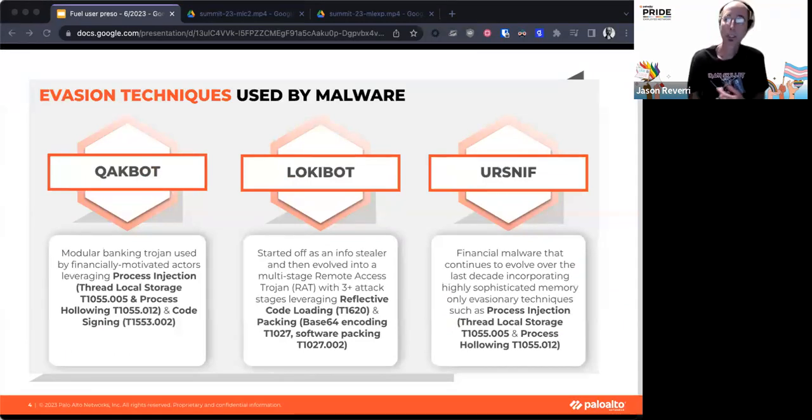So if we look at some real world examples of these evasion techniques, these 3 are among the top malware families tracked by CISA. We'll start with Quackbot. Quackbot was originally a modular banking Trojan used primarily by financially motivated actors. We've seen Quackbot leveraging process injection techniques such as thread local storage and process hollowing, as well as code signing, which is really interesting. Next is LokiBot.